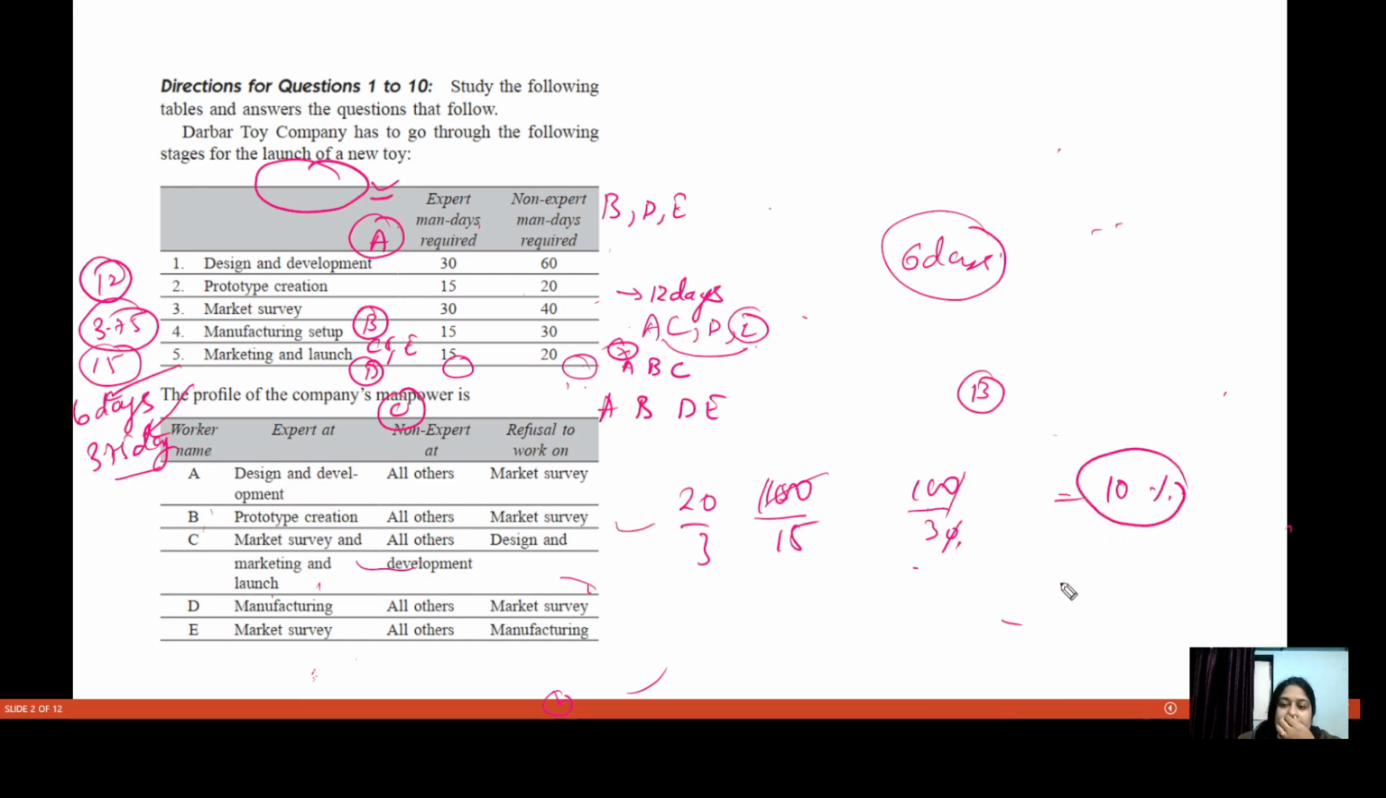So that means in 10 days the work will be complete, because if 10% of the work is done in one day, so 100% of the work will be done in 100 by 10 days. So you have 10 days. Now earlier you were taking 6 days, now you are taking 10 days. So that means 4 more days you are taking. So the answer will be 4 days.